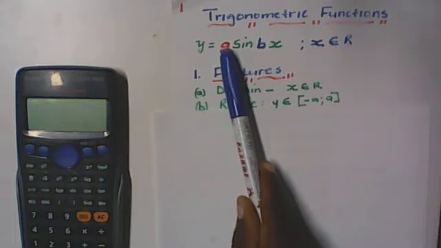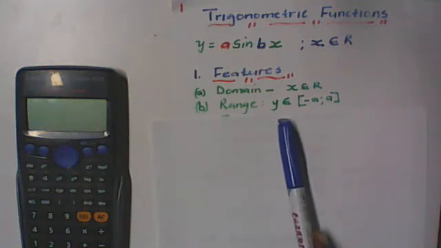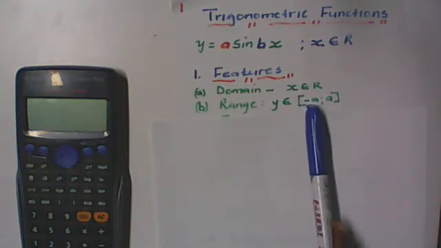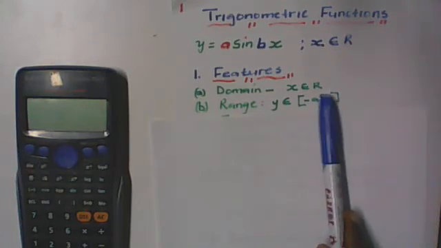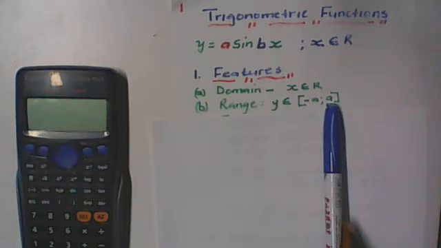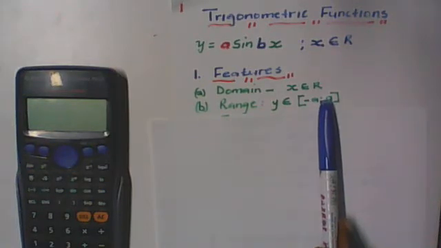The range is: y is an element of, you always start with a small number. This is a square bracket, that means it is included. You start from negative A up to positive A and then close the square bracket. Now these points are included in the decision making, that is, in the drawing of the graph.